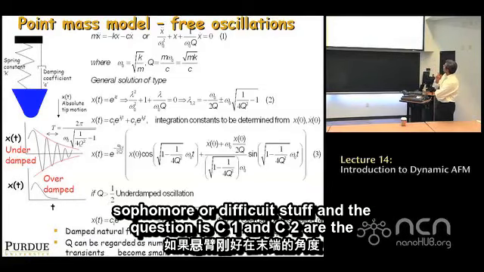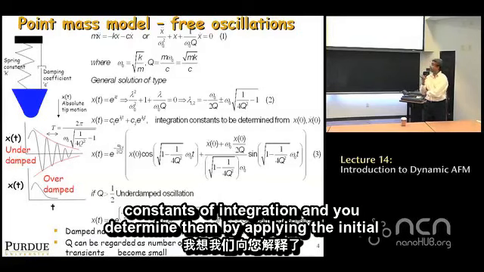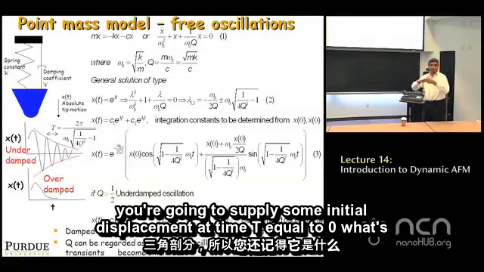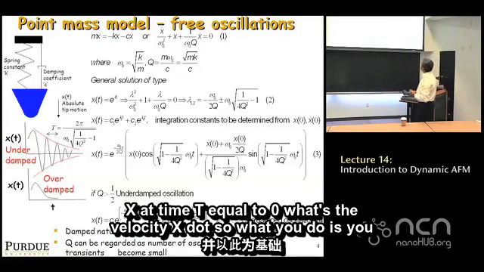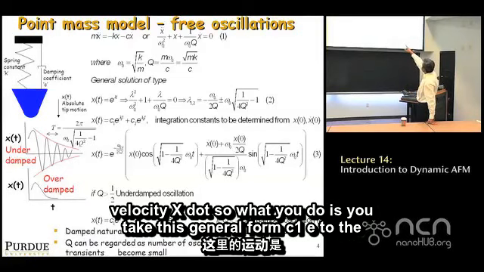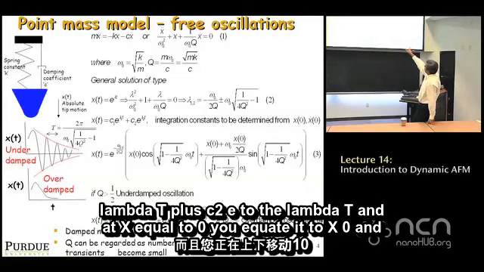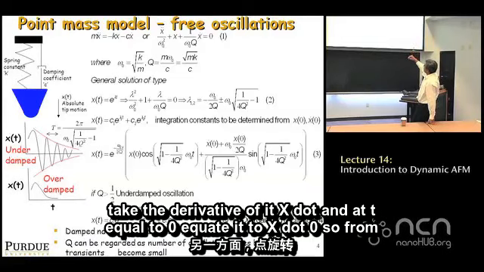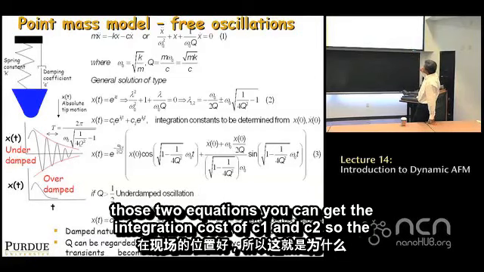C1 and C2 are the constants of integration, and you determine them by applying the initial conditions. You're going to supply some initial displacement at time t equal to 0, what's x? At time t equal to 0, what's the velocity x dot? So you take this general form c1 e to the lambda 1 t plus c2 e to the lambda 2 t, and at t equal to 0, you equate it to x0, and take the derivative of it, x dot, and at t equal to 0, equate it to x dot 0. From those two equations, you can get the integration constants c1 and c2.